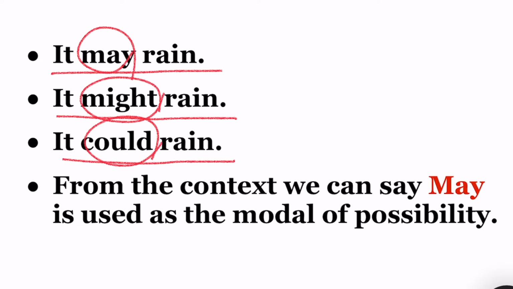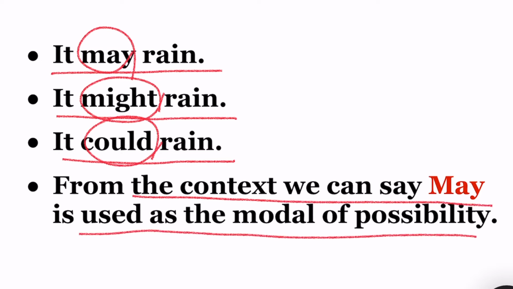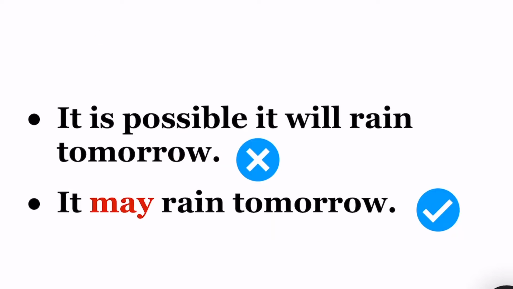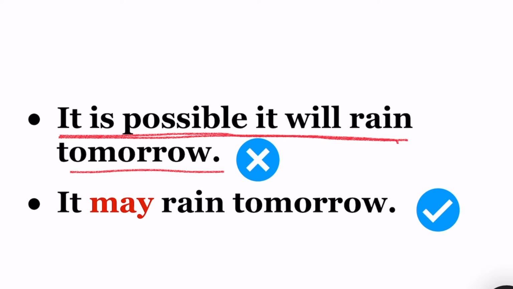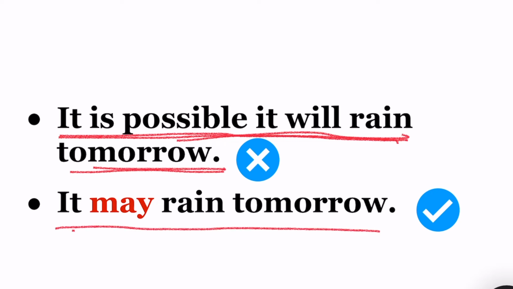From the context, we can say may is used as a modal of possibility. It may rain means it is possible it will rain. It is possible it will rain tomorrow is a grammatically correct sentence, but you should not use it. Instead of this, you can use it may rain tomorrow. Here you have used the modal verb of possibility may. May means it is possible it will rain tomorrow.